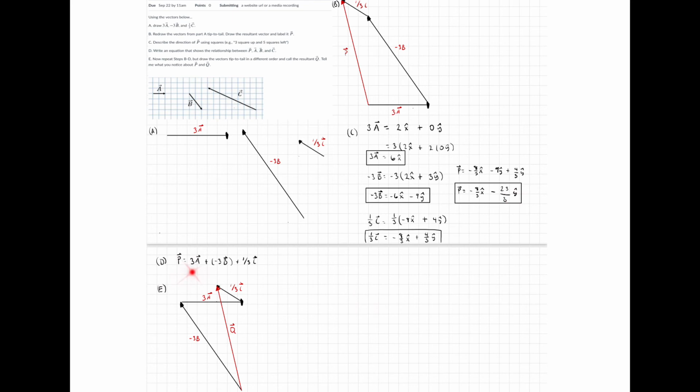And then for part D, coming down here, I'm asked to write an equation that shows the relationship between all the vectors that add up to vector P, which would be 3 times vector A plus the inverse of vector B times 3 plus 1/3 of vector C. And then when we add up all the vectors in a different order, we still get the same vector P and Q are the same direction.